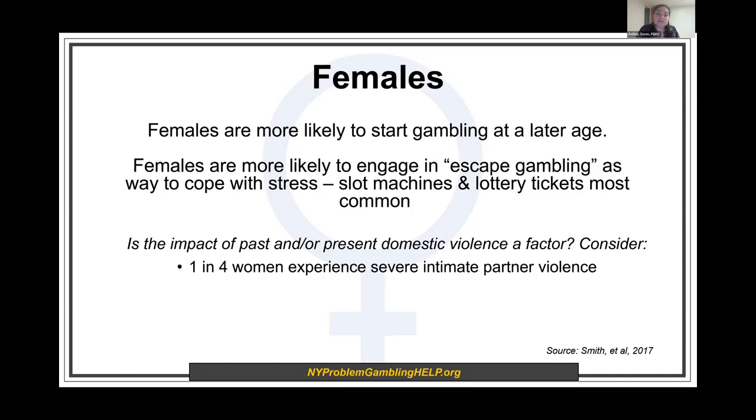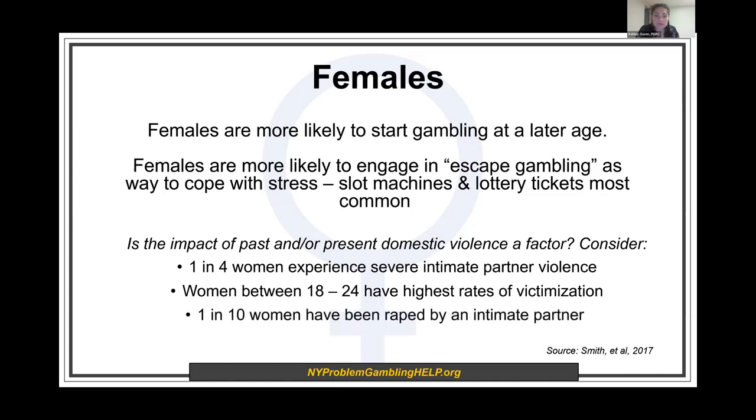So it is not out of the ordinary to think, with any woman, does any past trauma from IPV contribute to this? Because the numbers are so high. Women between 18 and 24 have the highest rates of victimization. They have lower rates of problem gambling, but if they did not heal from that victimization earlier in life, it could come out in a gambling problem later on.